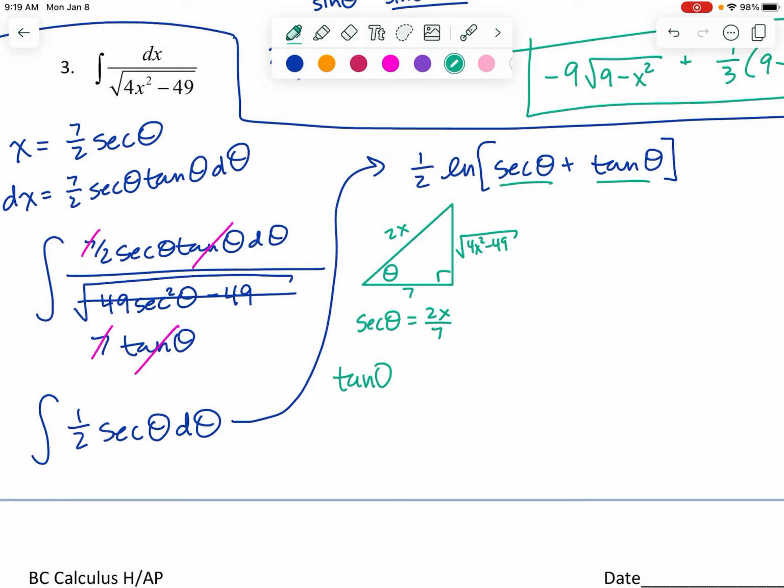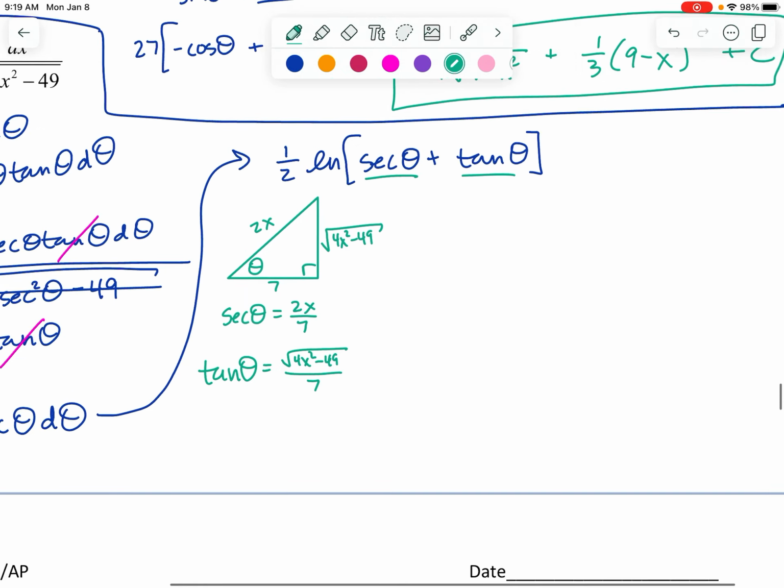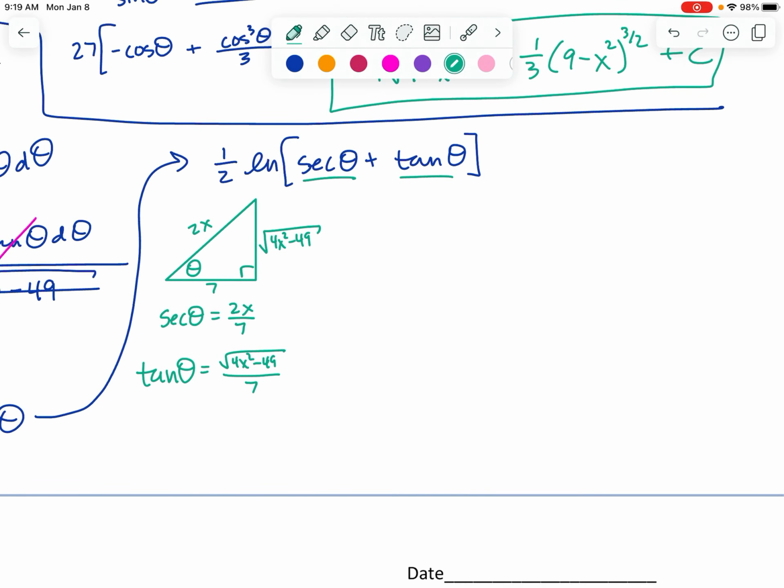And so looking at my triangle, tangent is, of course, going to be root 4x squared minus 49 over adjacent, which is 7. And now I'm going to plug those in so that I can get my final answer. I'm going to have 1/2 ln of secant, which was 2x over 7. Tangent was root 4x squared minus 49 over 7. I'll throw on my plus c at the end.